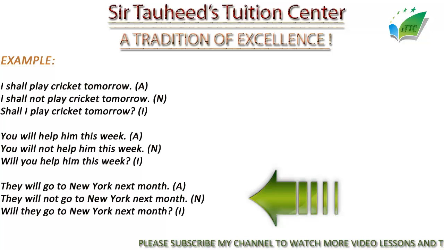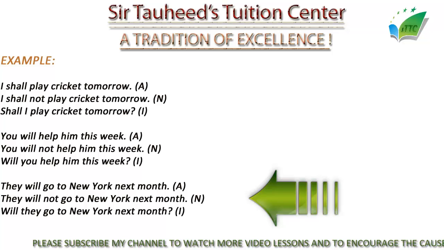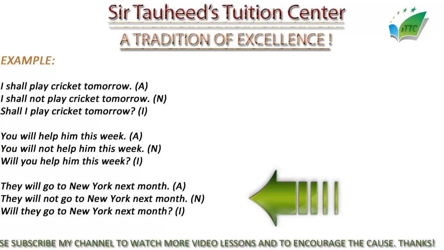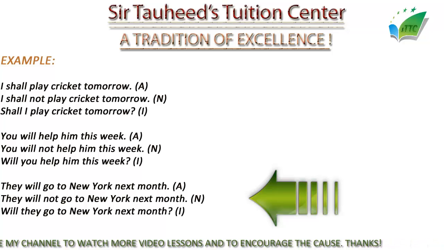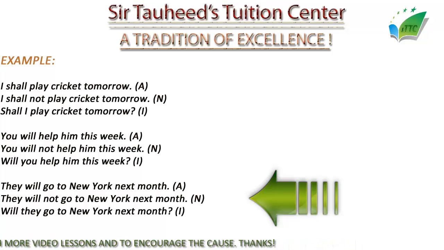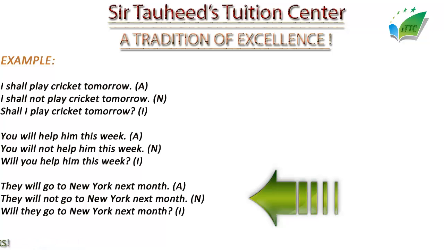Now to make it a negative sentence, we only have to use not after the helping verb, and the sentence will become: they will not go to New York next month. To make it an interrogative sentence, we'll use the helping verb before the subject. So the sentence will become: will they go to New York next month? And then a question mark at the end. This is an interrogative sentence, which means I'm asking if they are going to New York next month.